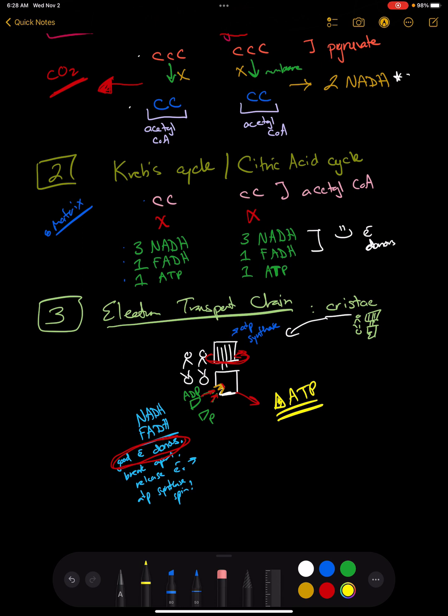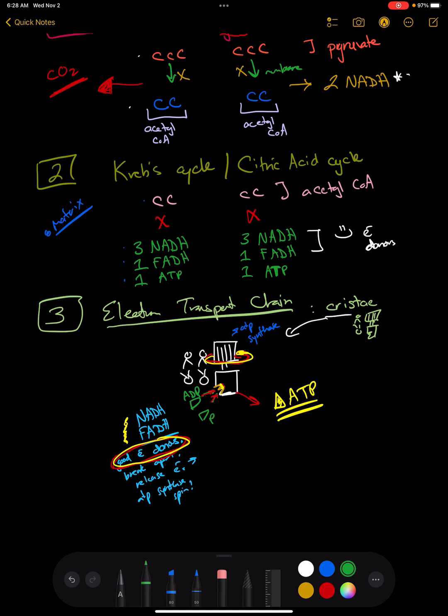Okay, so that's why for those couple reactions, I kept making these NADHs and these FADHs, because they will give me the electrons. Those electrons will make that top part spin, and when that spins, that forces the ADP and the P together, and that will give me ATP.